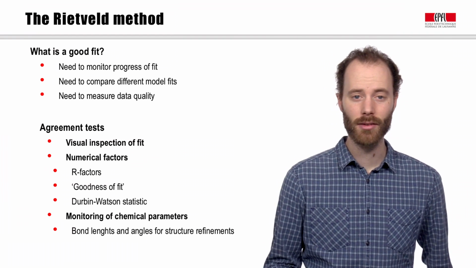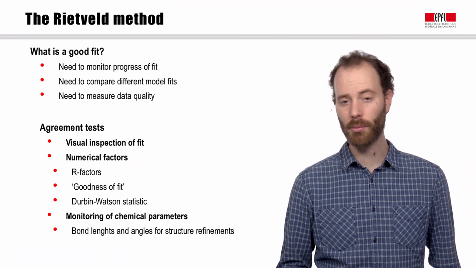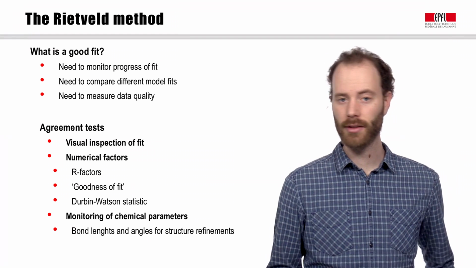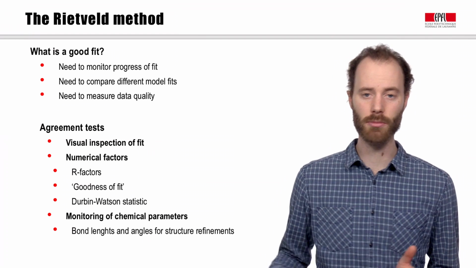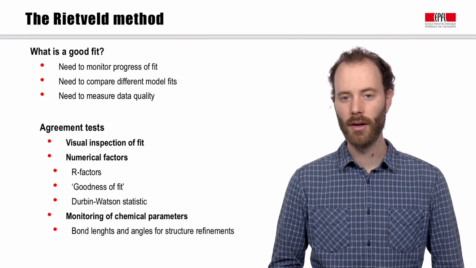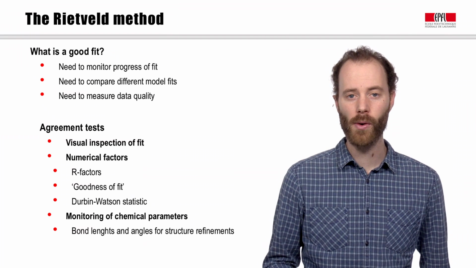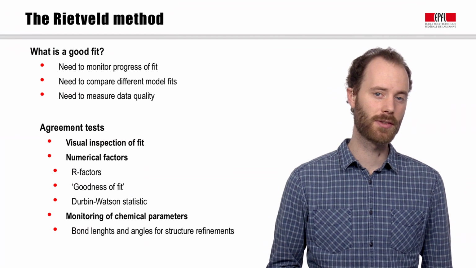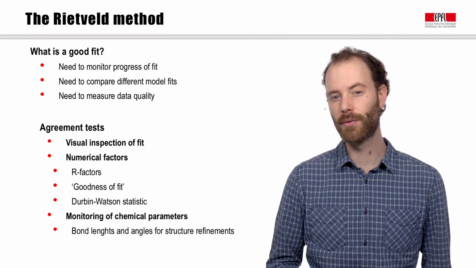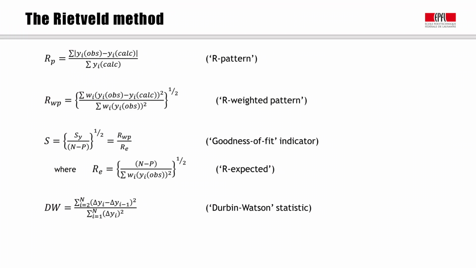For instance, it is known from a great many experimental data and from chemical bond theory that a tetrahedral silicon-oxygen bond should have a length of about 1.6 angstroms. Very large deviations, for instance 1.8 angstroms, are therefore quite suspicious and would require further analysis and verification. This slide shows the mathematical expressions of some of the numerical agreement factors.